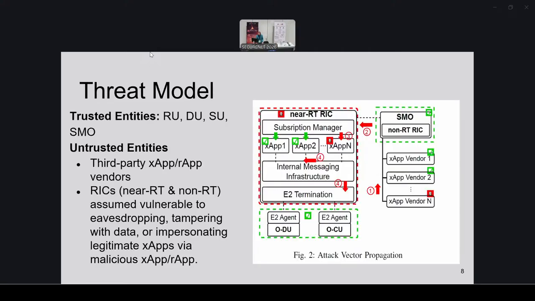So the threat model in this whole story is as follows. We assume trusted entities being the parts of your network: radio unit, distributed unit, and central unit, and also the SMO. The untrusted entities are then these apps, applications that are developed by third-party developers. You cannot trust them because there are just too many. You don't know who is doing it. They can be malicious, and because they are located inside these RICs, you can also assume that this RIC is not fully trusted. And there can be passive or active attacks due to this malicious app. You can eavesdrop on the communication that is in this RIC and also actively tamper with messages sent in it.